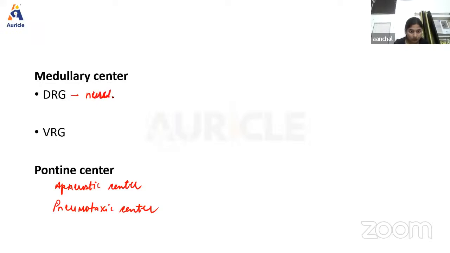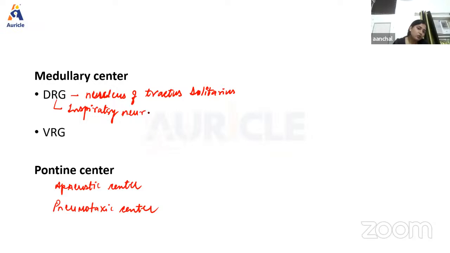Nucleus of tractus solitarius, which is present in the upper part of the medulla oblongata. These neurons are collectively known as inspiratory neurons. So in the DRG we have inspiratory neurons only, so that the process of inspiration can occur. Whereas we talk about the VRG.